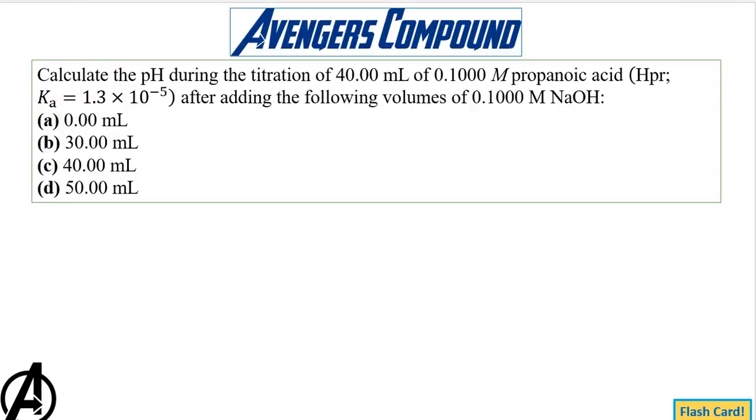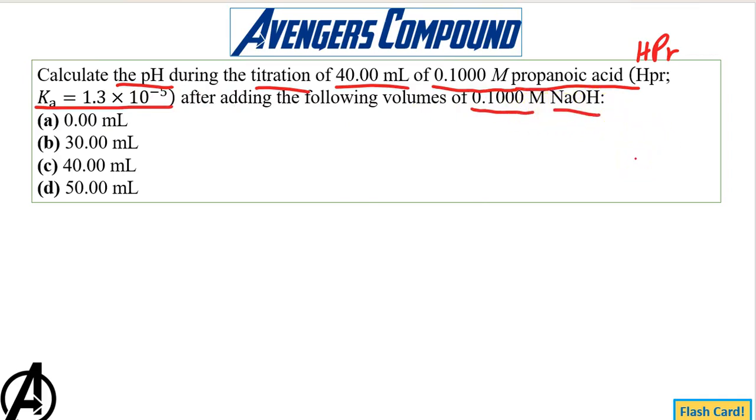All right, folks, we're back at the Avengers compound. And what does it say here? It says calculate the pH during the titration of 40 mL of a 0.1000 molar propanoic acid. So we're dealing with HPR again, our weak acid, and they give us a Ka value of HPR after adding the following volumes of a 0.100 molar NaOH base.